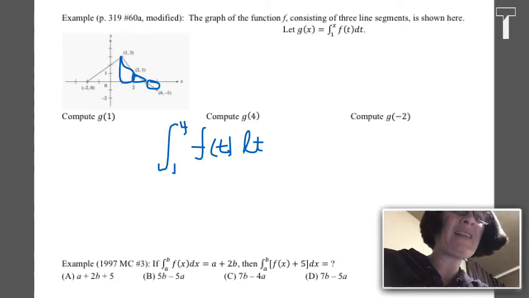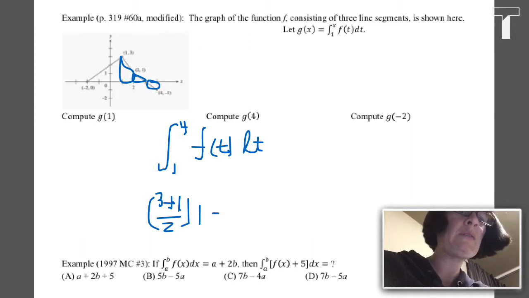So all I need to do is figure out the area of this trapezoid, and that's the average of the bases, so 3 plus 1 over 2 times the width, which is 1 unit, so 4 halves times 1, which is 2.